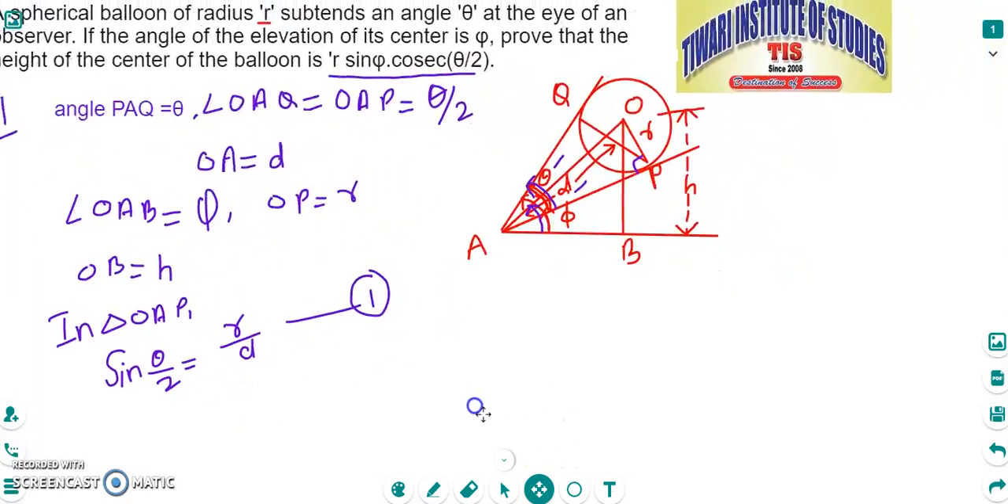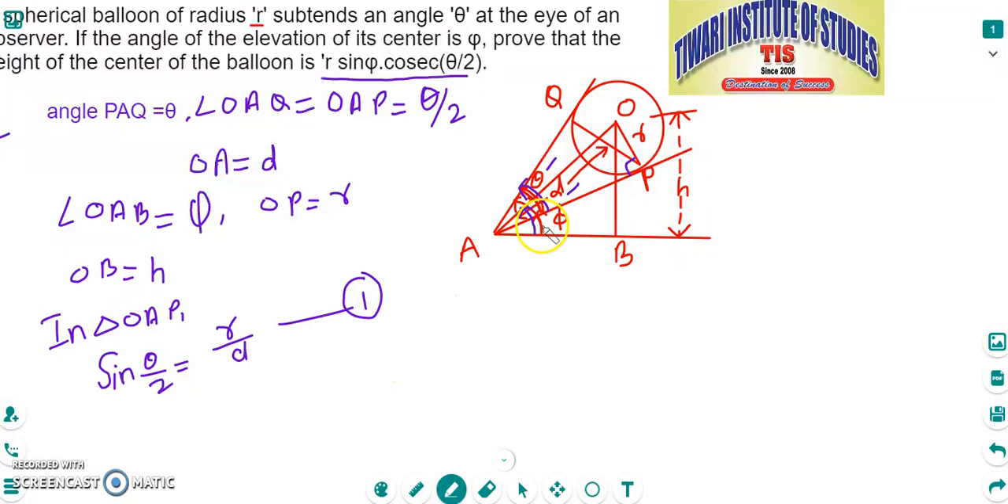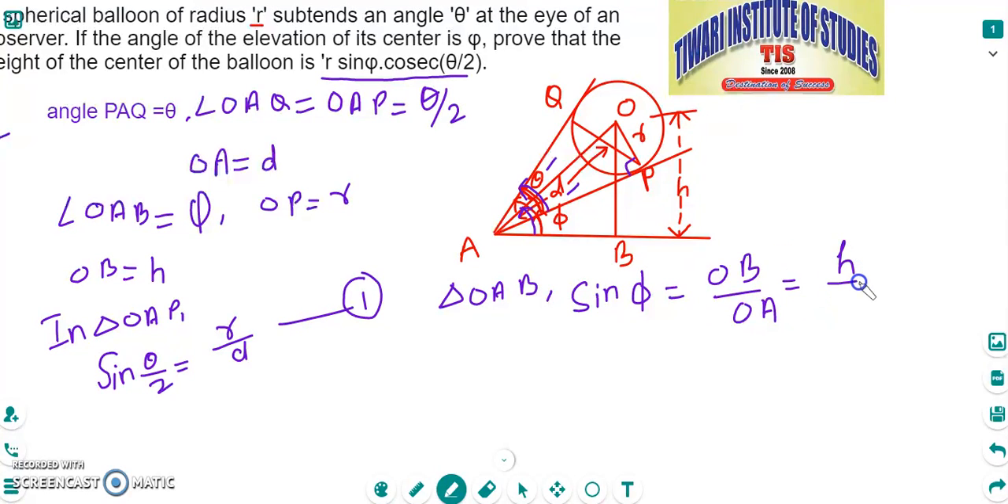Now moving ahead, I'm going in triangle OAB. This time we have angle phi. So again I'm going to take sine phi, because we need the hypotenuse. So sine phi will be equal to OB divided by OA. Now put the values. OB equals H, and OA equals D. So this is equation number 2.